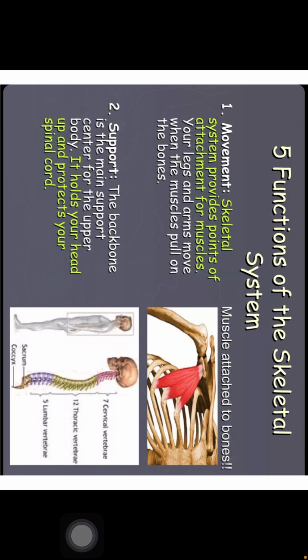So we have 5 functions of the skeletal system. Number 1, movement. The skeletal system provides points of attachment for muscles. Your legs and arms move when the muscles pull on the bones. So in the pictures you can see muscles attached to bones, right? This movement allows our body as a whole and its individual parts to move.